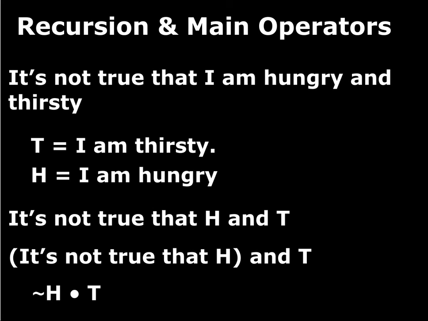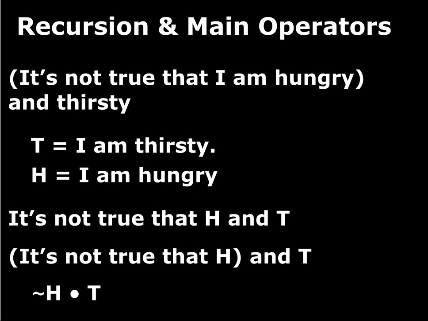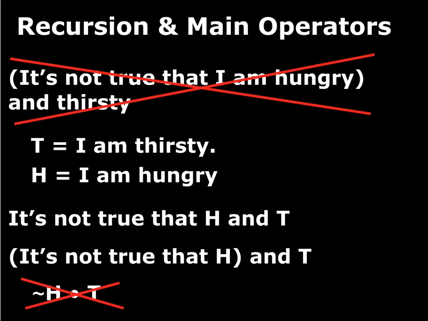But this is where going back to the original statement is helpful. Okay, so let's go back up here. It's not true that I am hungry and thirsty. If we try to put the parentheses around this, if we try to make "and" the main operator here, so we put parentheses around this first negation, it doesn't make sense now. Because what we're saying is the conjunction, the first conjunct is, it's not true that I am hungry, and the second conjunct is thirsty. Well, thirsty, that doesn't make sense. So that can't be the way that it works.